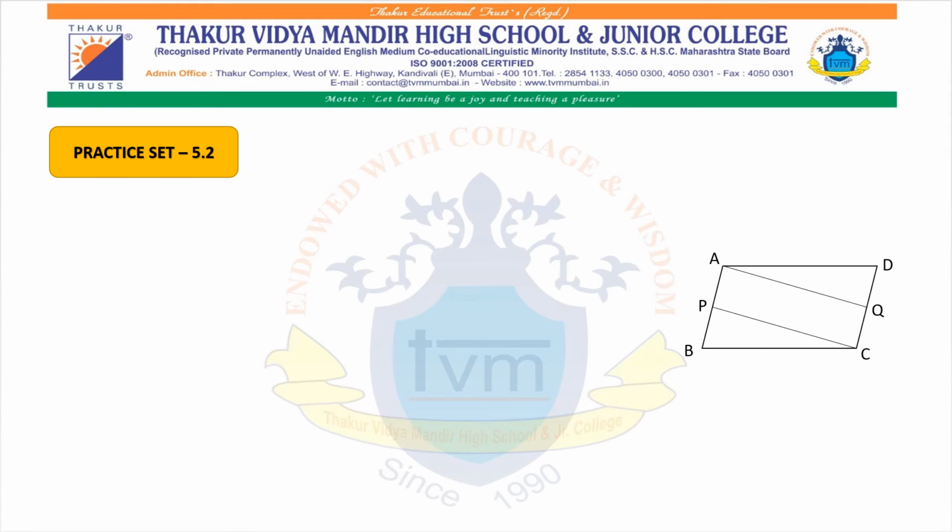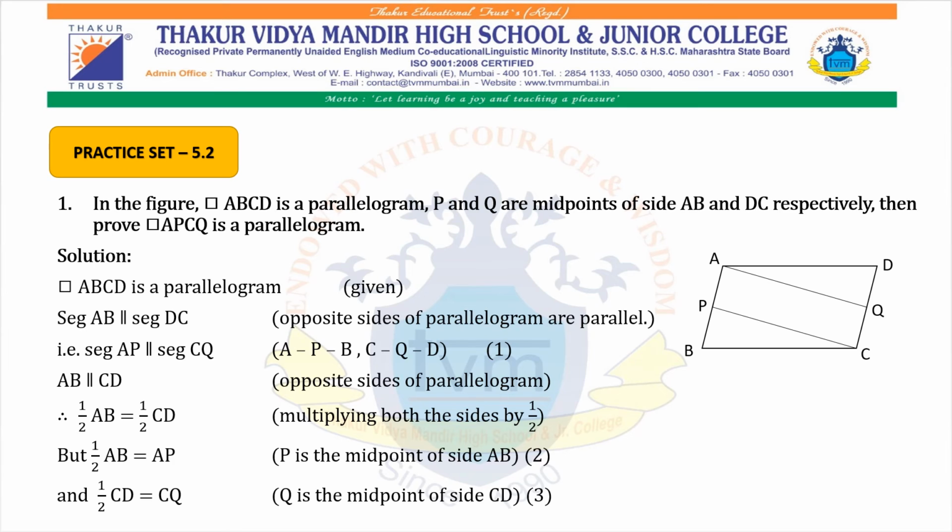Practice set 5.2. Question 1. In the figure, quadrilateral ABCD is a parallelogram. P and Q are midpoints of side AB and DC respectively. Then prove quadrilateral APCQ is a parallelogram.